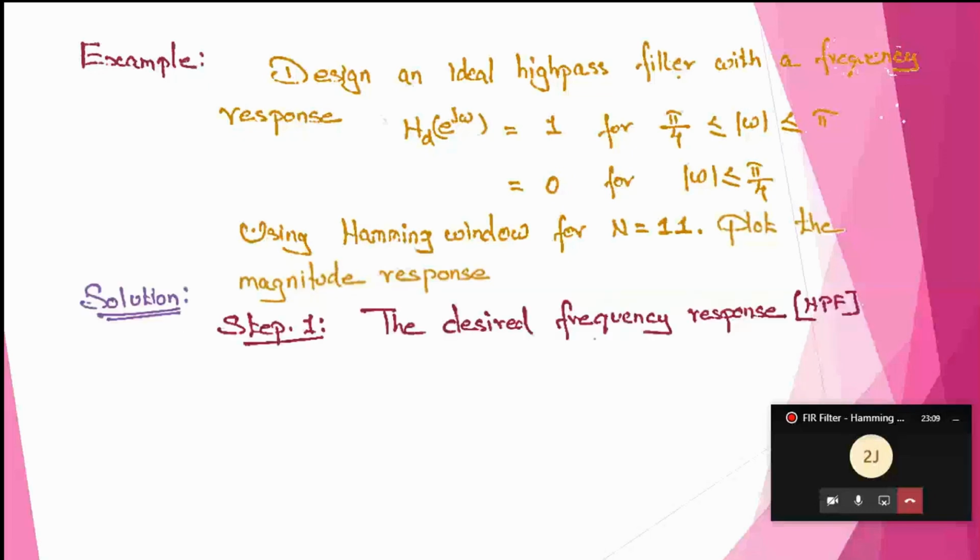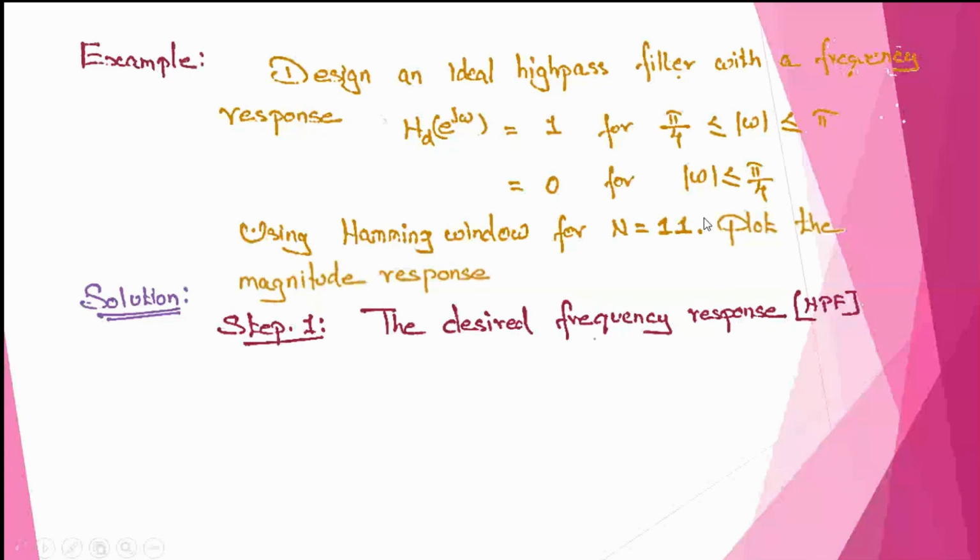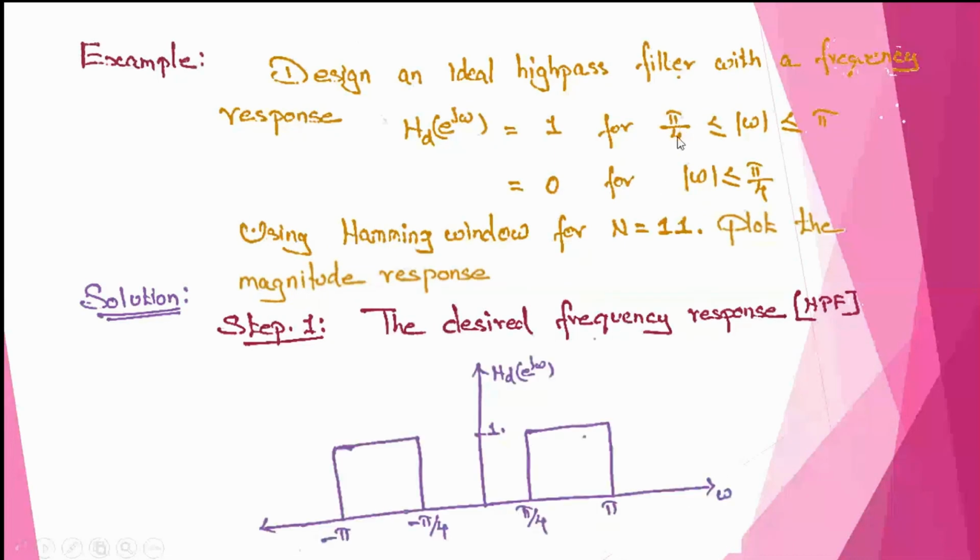The first step is to decide the frequency response. For this, we draw the diagram of your frequency response with the help of the given frequency range. The frequency range is plus pi by 4 to plus pi, and the amplitude is going to be 1. So we get the pass band, and the remaining region is the stop band.